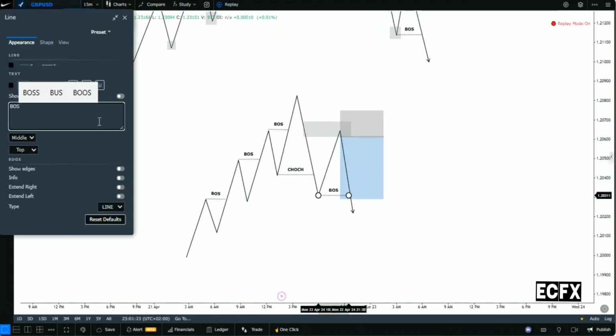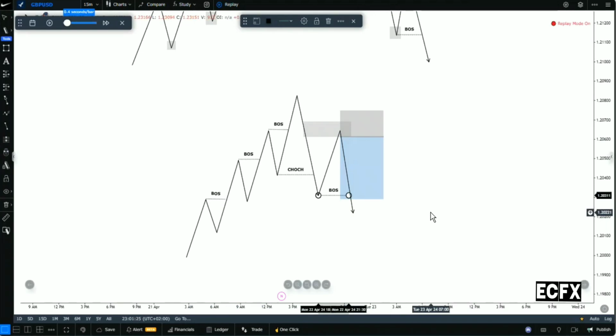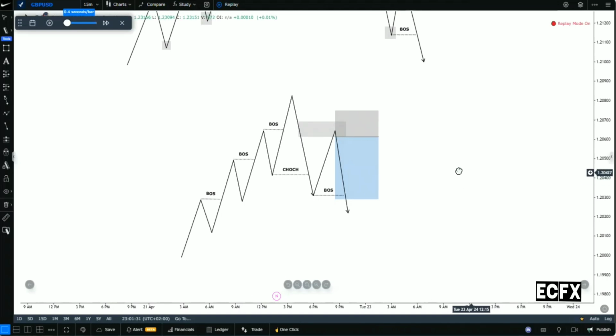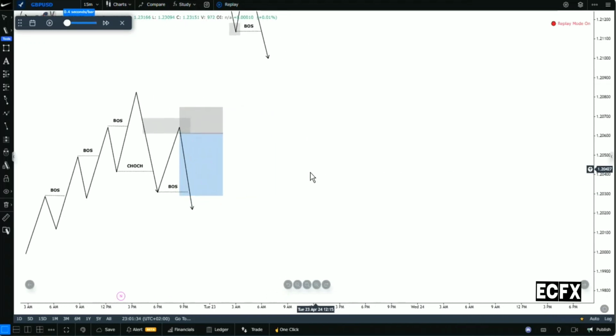I hope this is easy for everyone to understand. If you do not understand, please let me know so I can explain it in a simpler, easier way, right? So in this case, we have a bullish example. Now let's look at a bearish example, right?